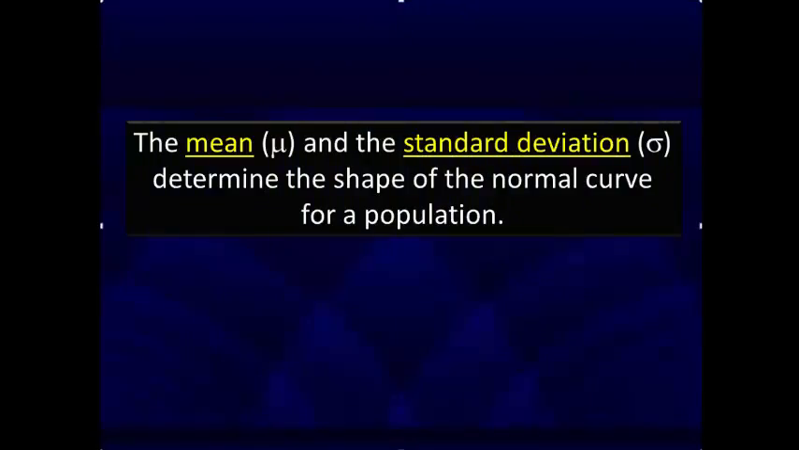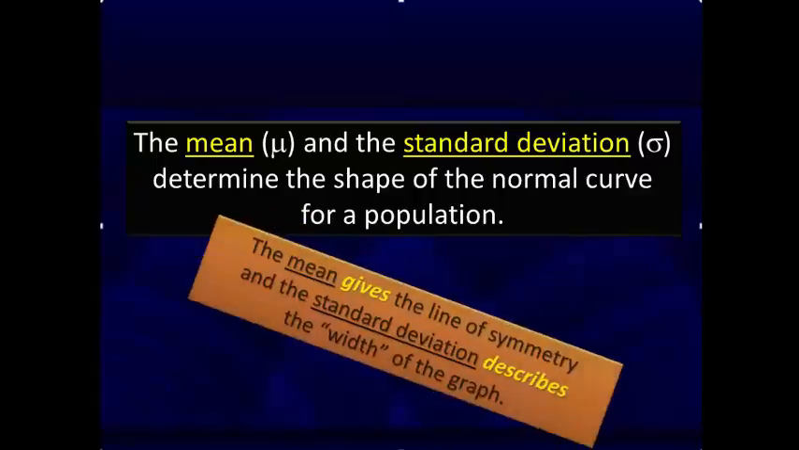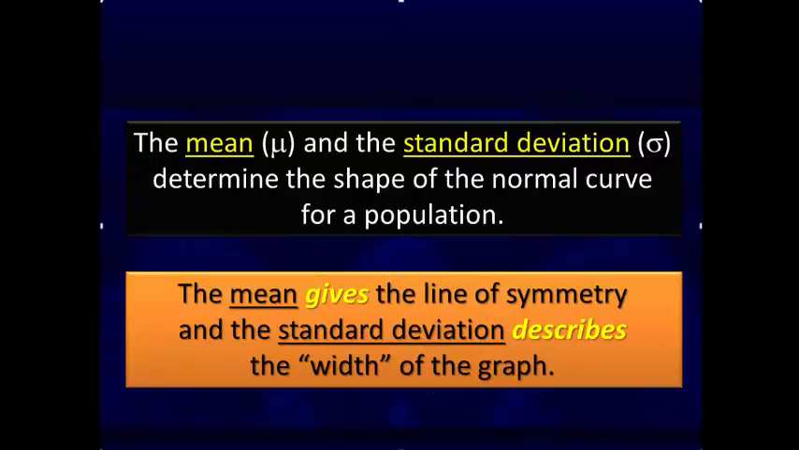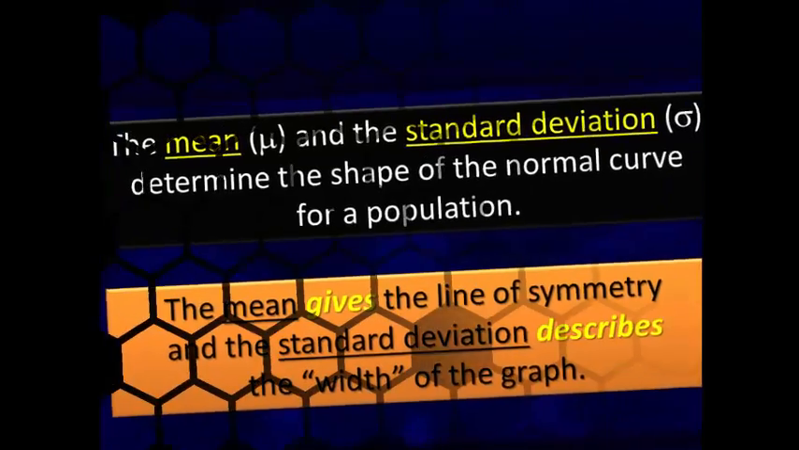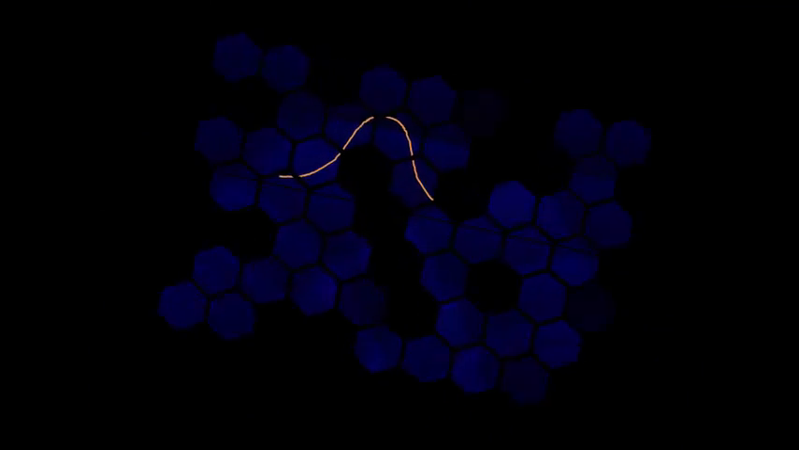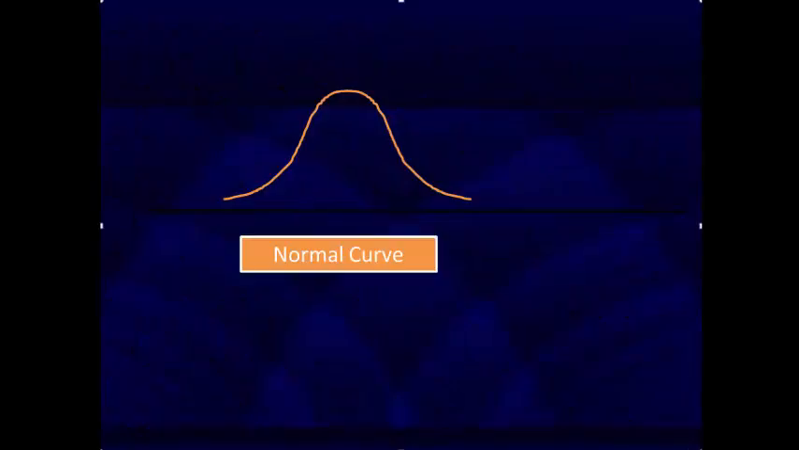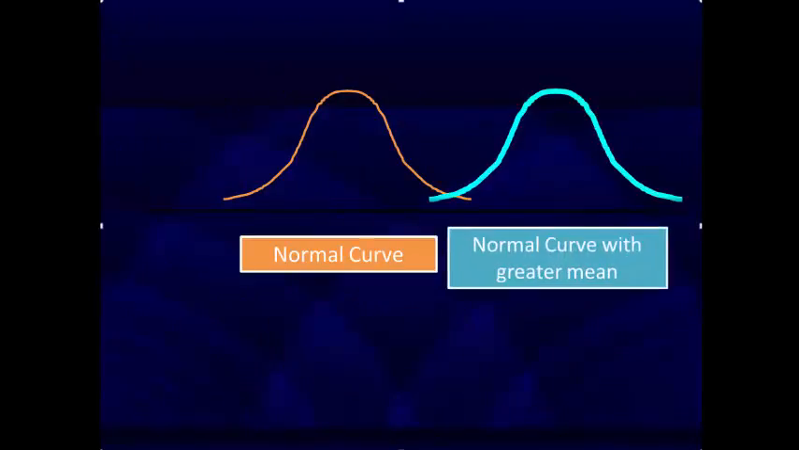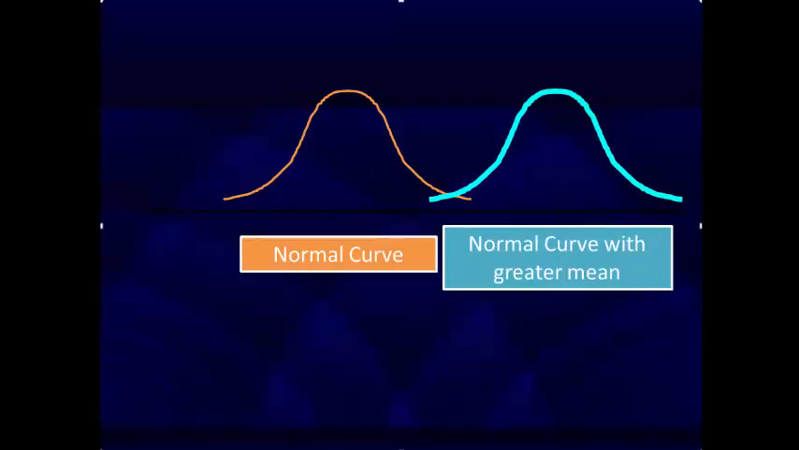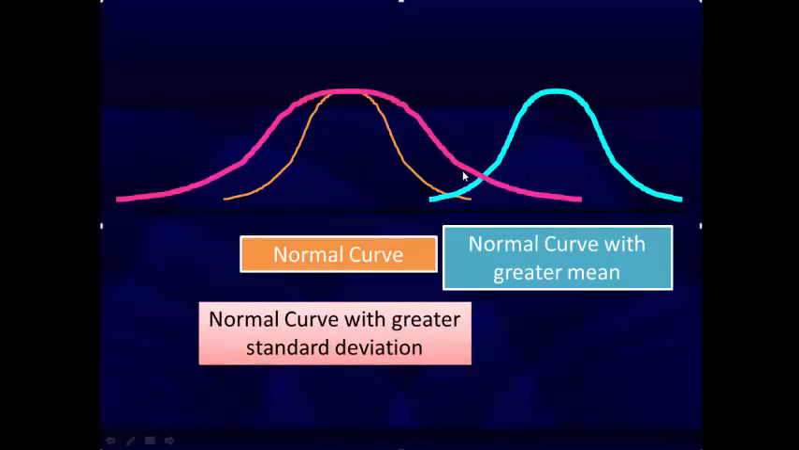The mean and the standard deviation determine the shape of the normal curve for a population. That means the mean gives the line of symmetry and the standard deviation describes the width of the graph. This is a graph of a normal curve. This is a graph with a greater mean. And this is a graph of a normal curve with a greater standard deviation.